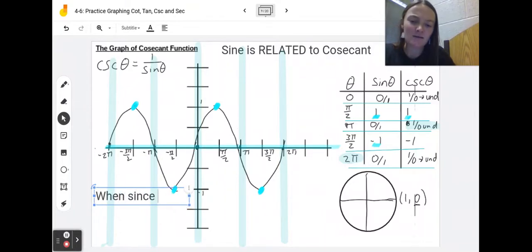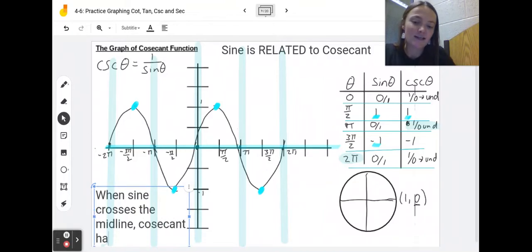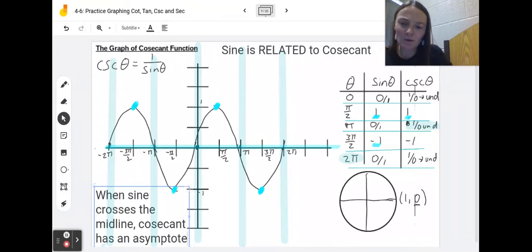When sine crosses the midline, we can say that cosecant has an asymptote. Okay, so when sine crosses the midline, cosecant has an asymptote. That's a really good conclusion to make from this.